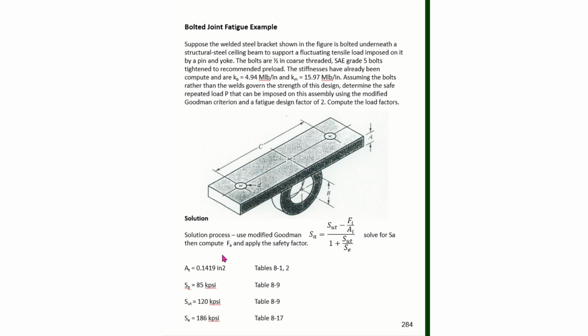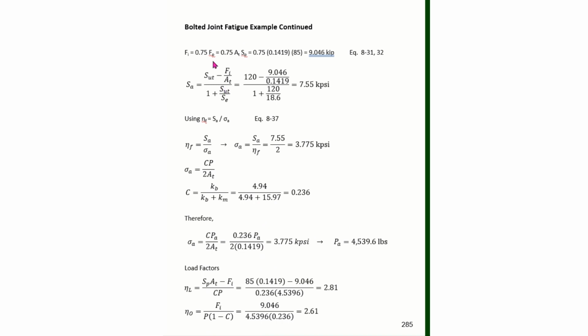Looking up the bolt in the tables, we can get AT, SP, SUT, and SE from these tables here. Now I can compute my preload as 75% of my proof load, and I compute Fi here. This is equation 8-31 and 8-32. Then I can compute SA, which is the alternating strength. So I can compute my SA and get 7.55.